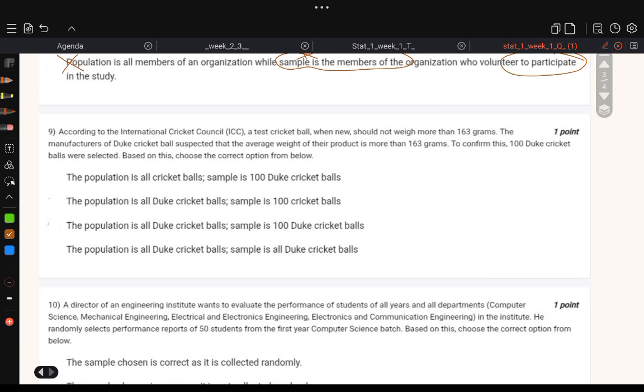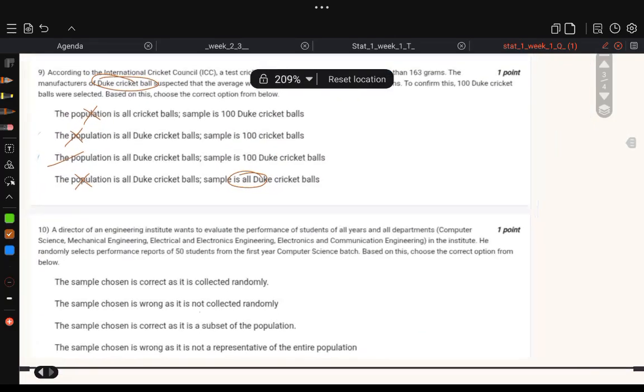Okay. Population. What is the population? One can say simply the cricket balls, but that will be wrong. The population is all cricket balls, wrong, because in this case the population should be only Duke balls. We are concerned about the Duke balls only. So the population is all Duke balls, the sample is 100 Duke balls. It is the correct option in fact, and this one is also wrong as it is saying all Duke balls. So remember, try to read the question carefully. The Duke cricket ball will be the population and not all cricket balls.